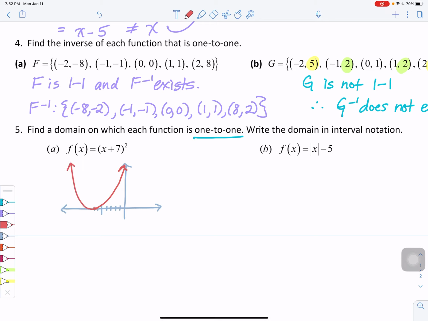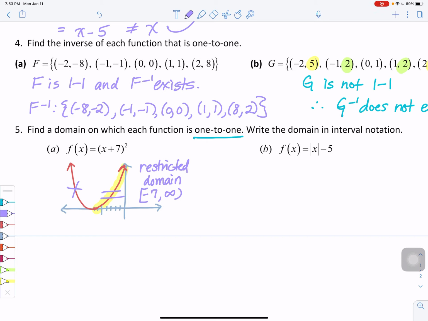And that is definitely not one-to-one. So we need to go ahead and restrict the domain. So we're not going to use that part, only the highlighted yellow part. And our restricted domain might be -7 to infinity. And that way now we have a one-to-one function.